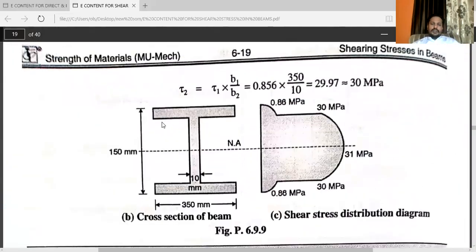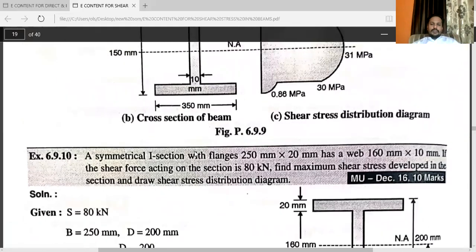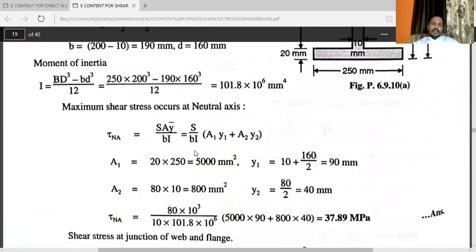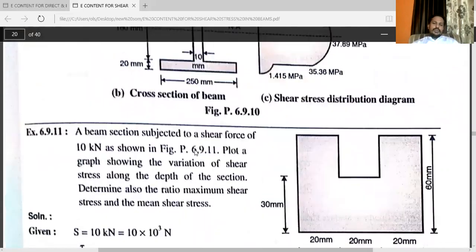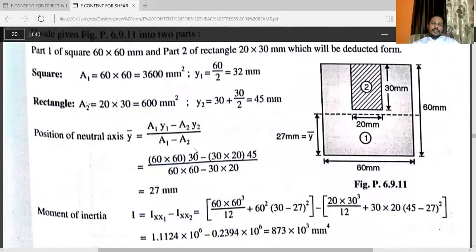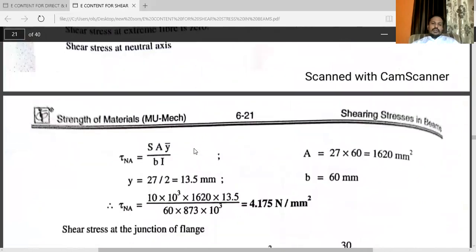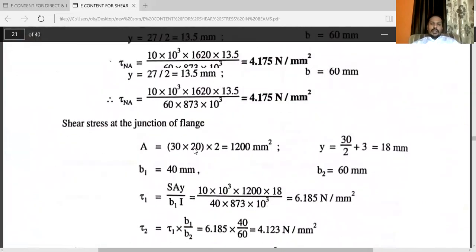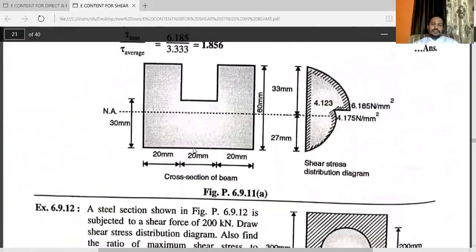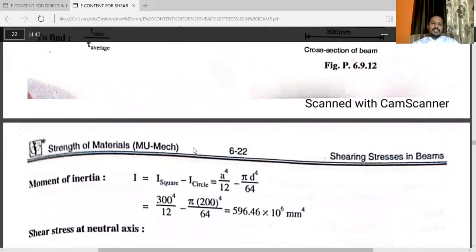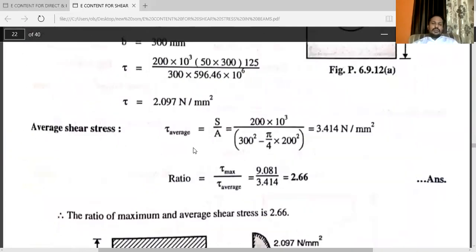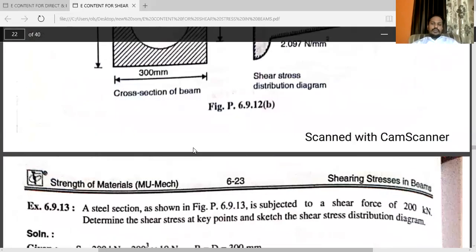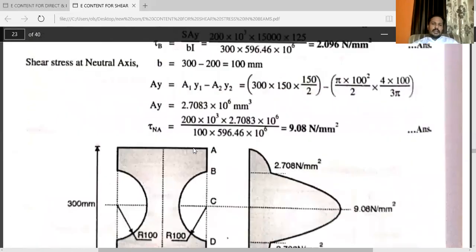See the different symmetrical, unsymmetrical sections. Accordingly, you can find out the values. Already I have shown you the different laminas, different geometrical shapes and their shear stress distribution diagram. Most of the time in the exam they are asking T shape, I shape, L shape, C shape. You can find out the values for shear stress distribution diagram.